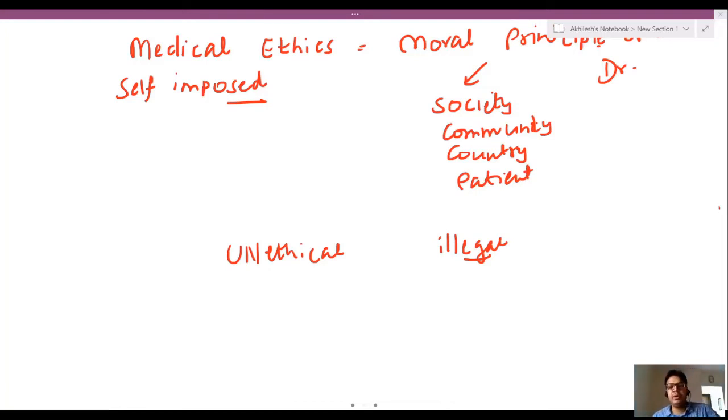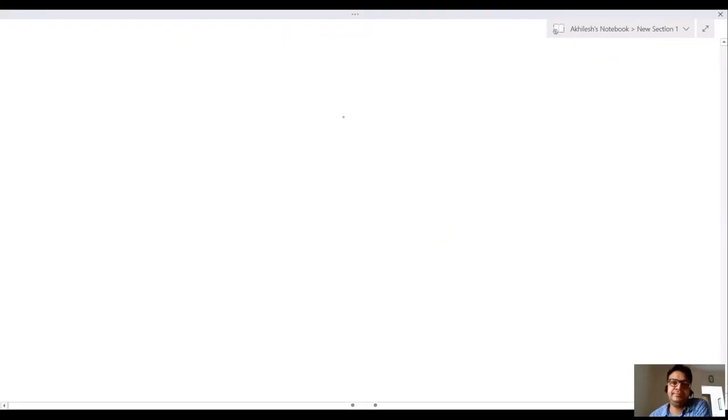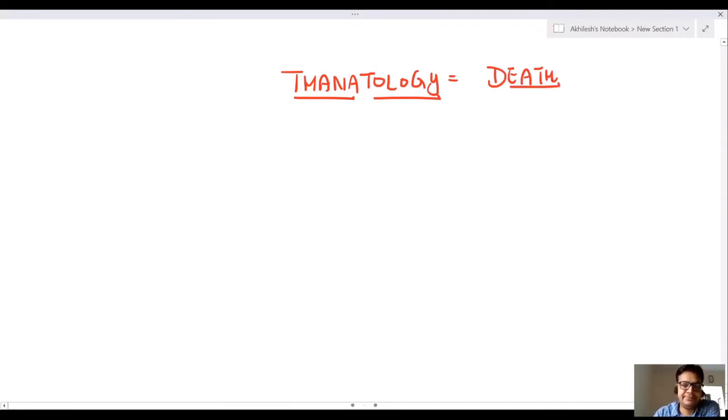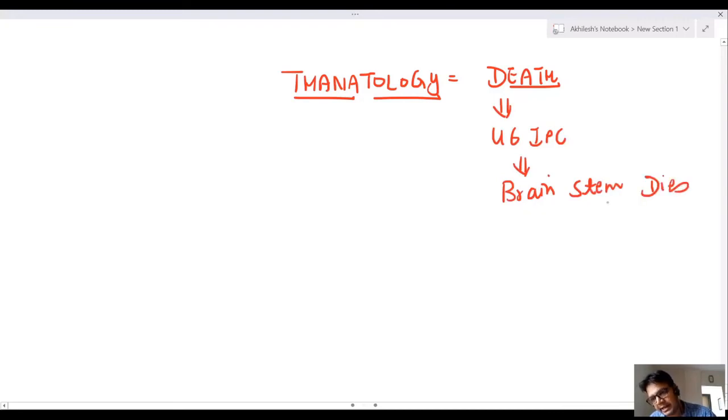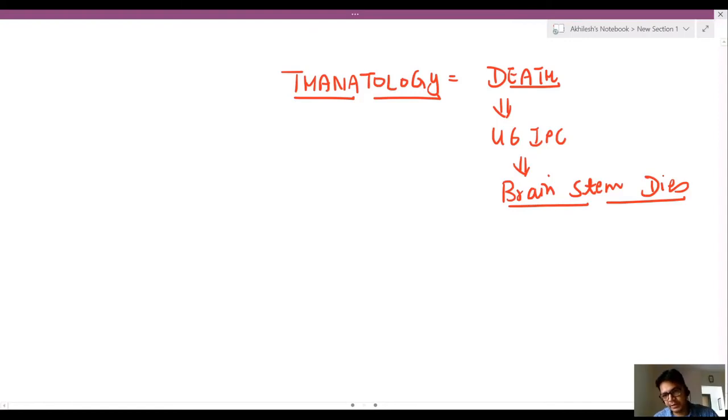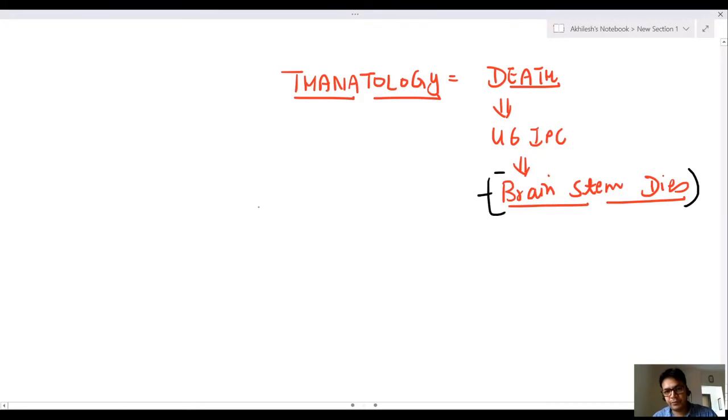Very good. Now I'm coming to a very important topic, my dear friend, that is thanatology. Thanatology is the study of death. Thanos is a god of death. Death is defined under 46 IPC. And observe, death is death when the brain stem dies. So whenever the brainstem dies, we use this word death. For brainstem death, we use the Minnesota criteria.